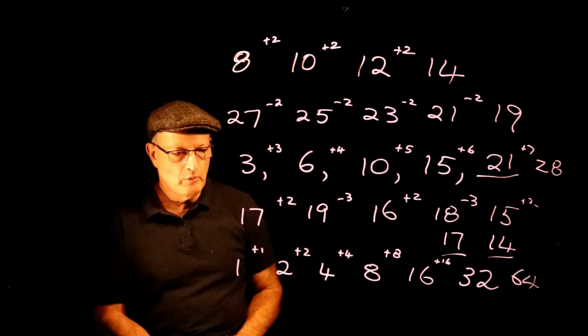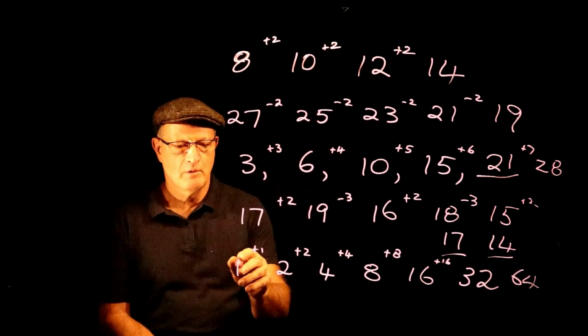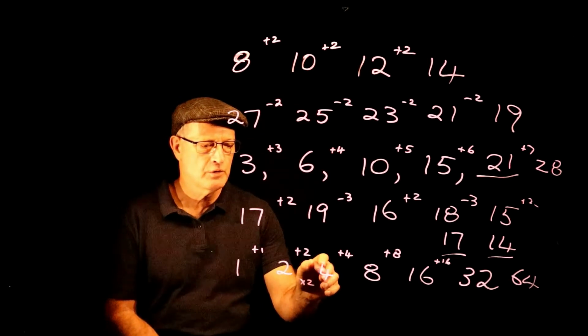The other way to look at that one would be to say, well, I'm doubling the number. So I'm multiplying it by 2. 2 ones is 2. And then I'm timesing it by 2 to get 4.